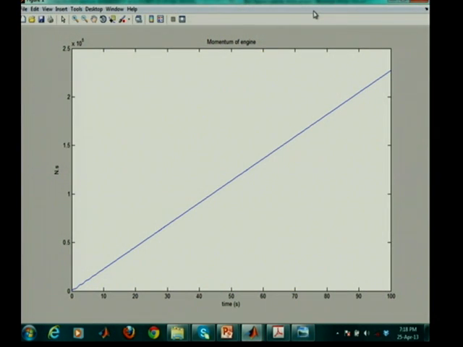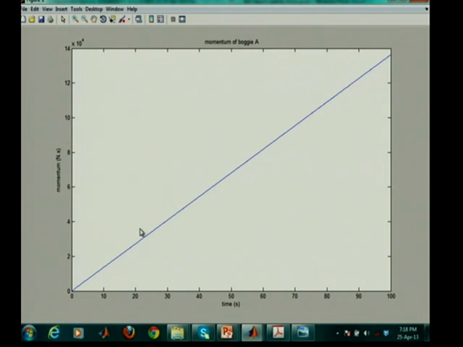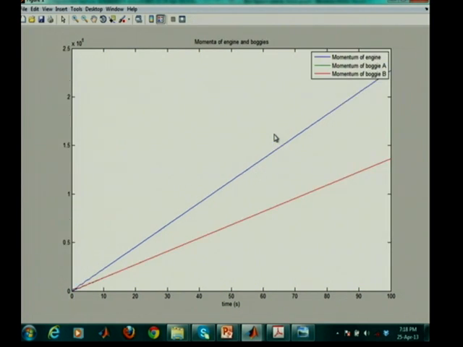So the momentum of the engine, just initially there were some transients here. This is the momentum of bogie A, it's also increasing. Momentum of bogie B. These are the momenta of the engine and the bogies, and you can see the momentum of the engine is given in this blue, and the momenta of bogie A and B are almost sitting one on the other. So you are getting one line here like this.